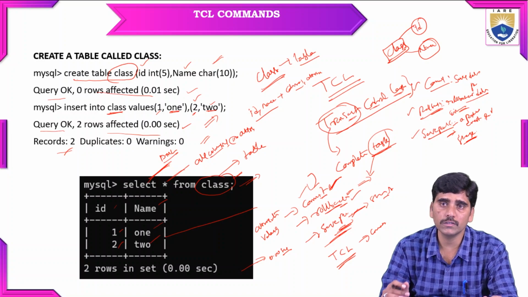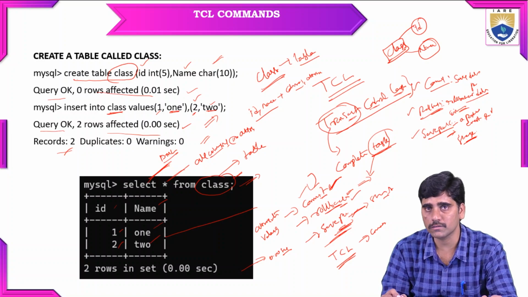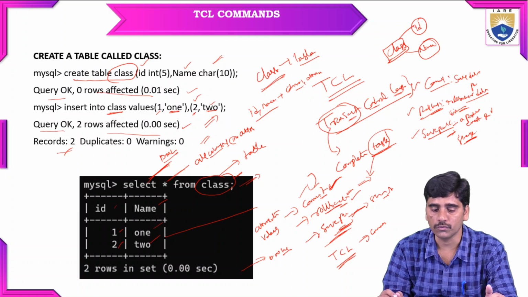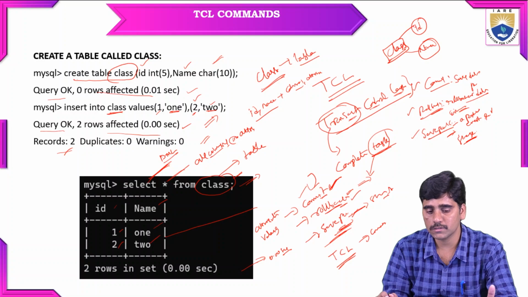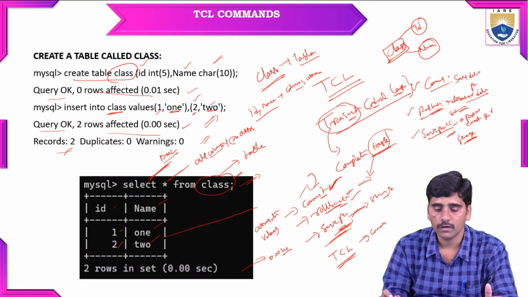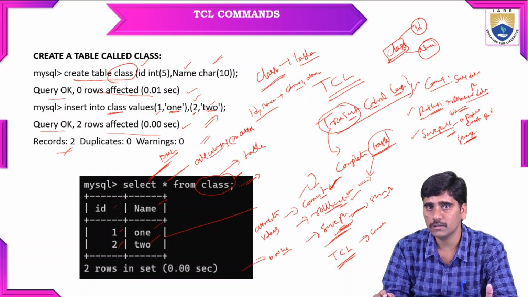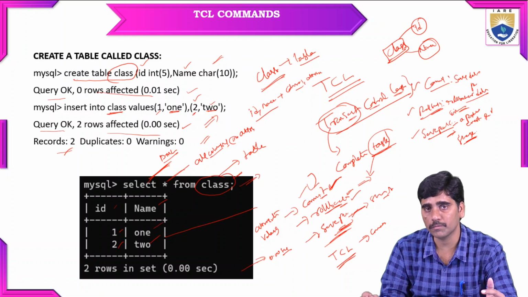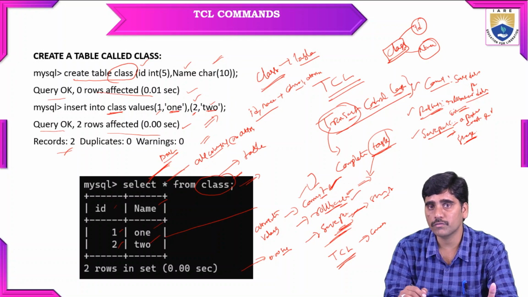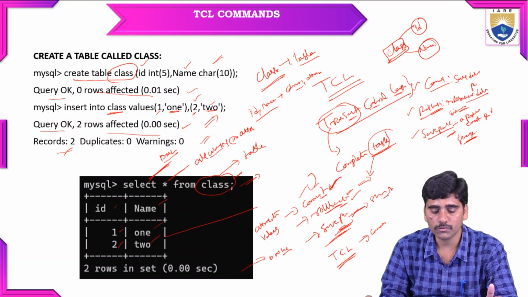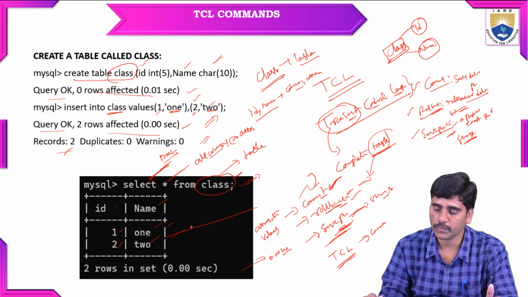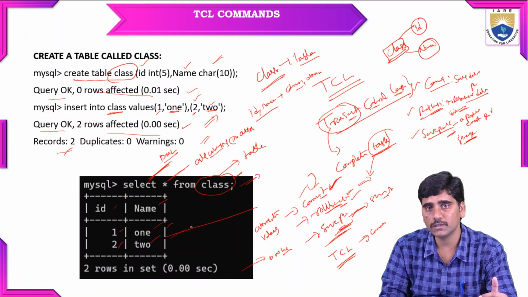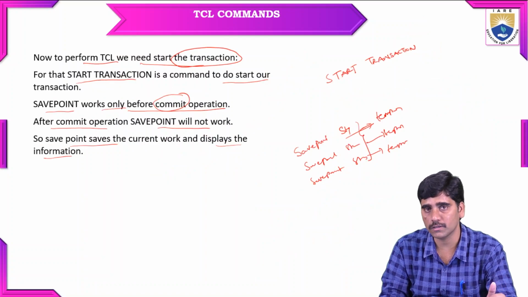Now to perform all these transactional operations, what we need to do? We need to create a table. So I created the table called class with ID and name, and inserted two values, 1 and 2. After inserting those values, you retrieve the data from the table with select star from class. Now the values 1 and 2 will be displayed. Now after inserting some values, I am going to perform a transaction.